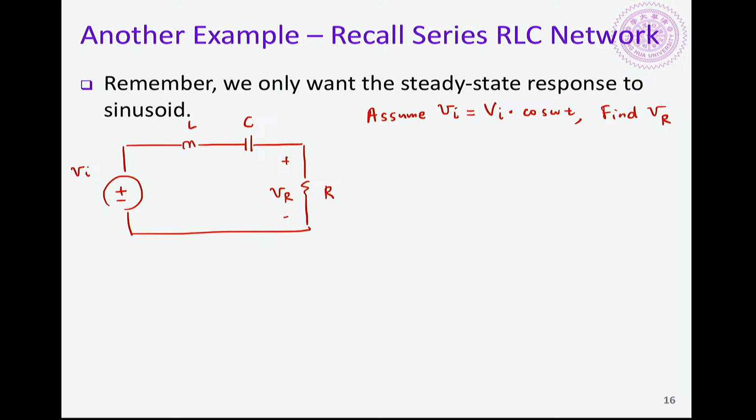One more example. Now, if we have a series RLC circuit, assume the source is equal to VI times cosine omega t. Find the voltage across the resistor.